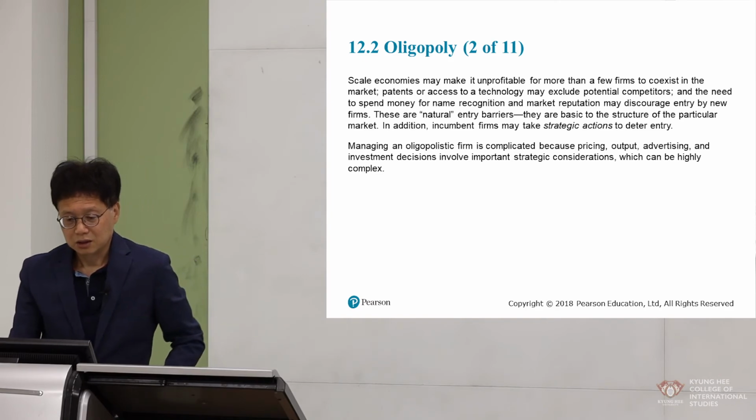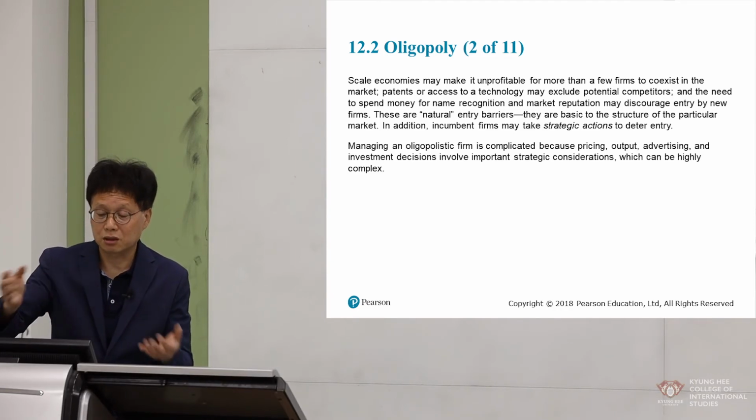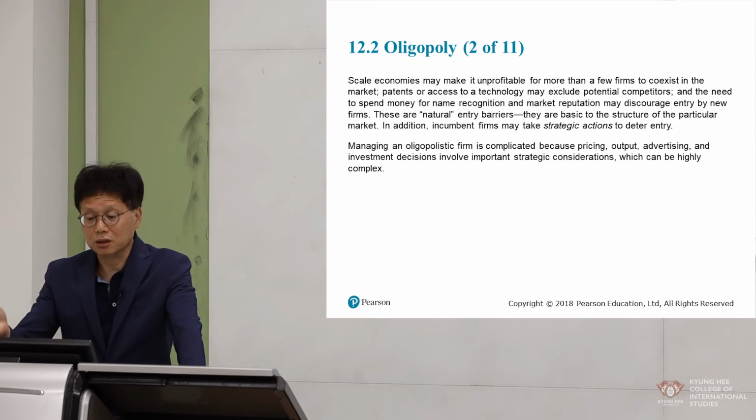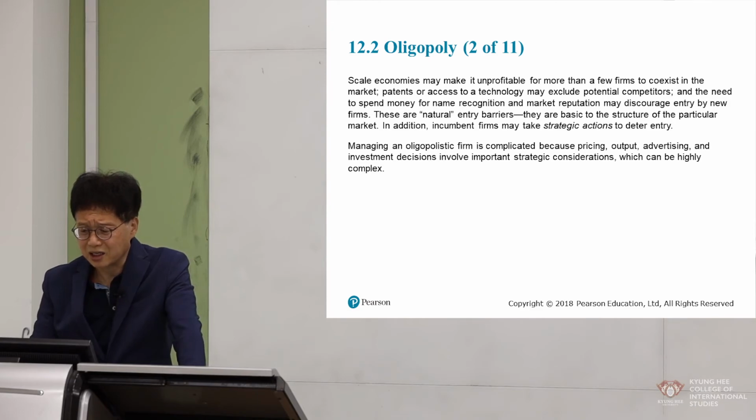So, scale economies may make it unprofitable for more than a few firms to coexist in the market. I already explained this kind of thing. We studied scale economies, right? Especially after the Second World War, the size of firms got bigger and bigger to enjoy these scale economies. So more production by a firm means lower average cost, right? Because of scale economies, oligopoly happens.